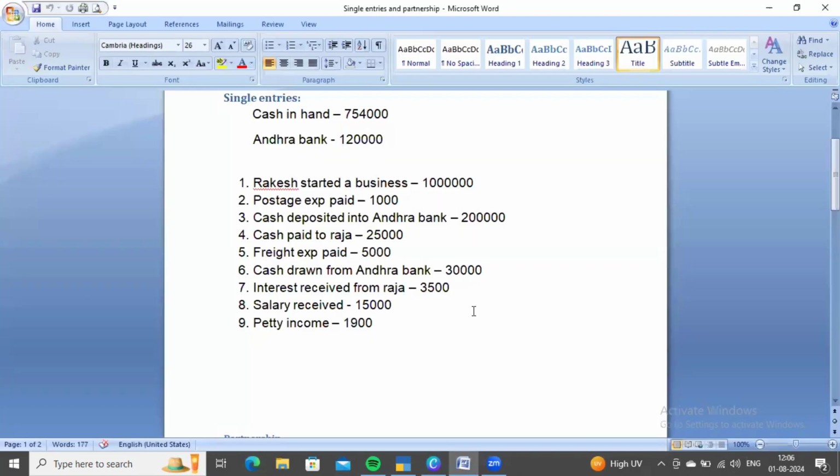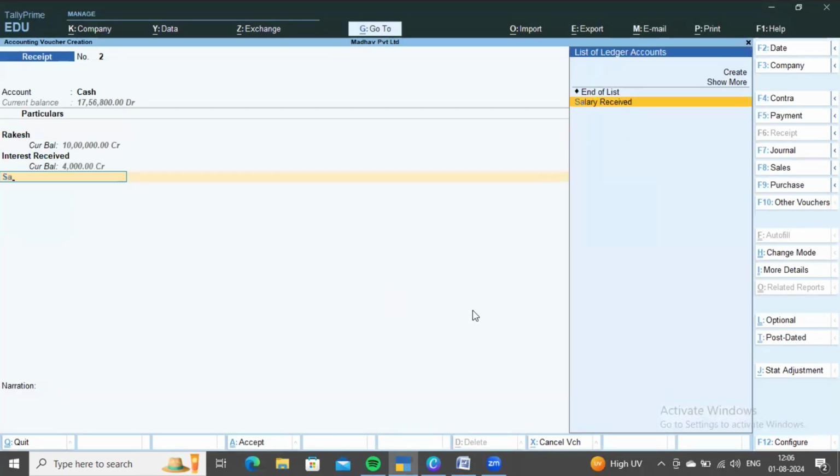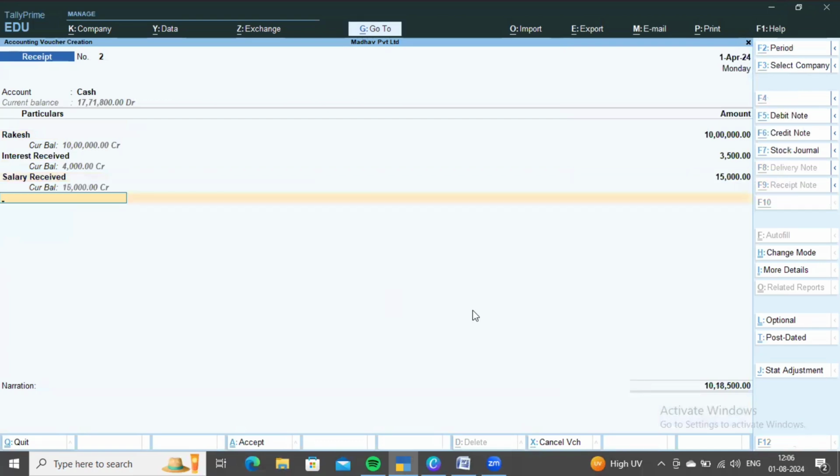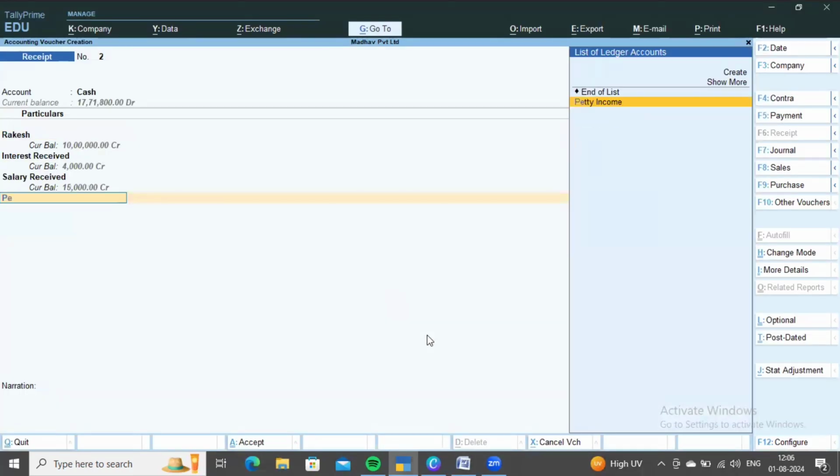Next, salary received, 15,000. Credit salary received, give 15,000. Next, petty income, 1900.